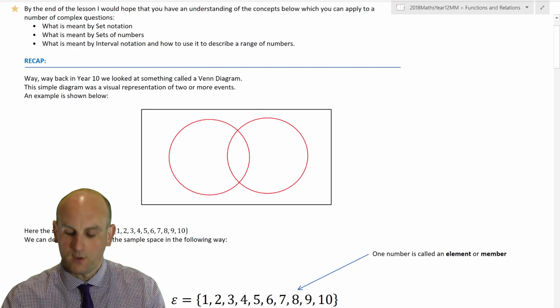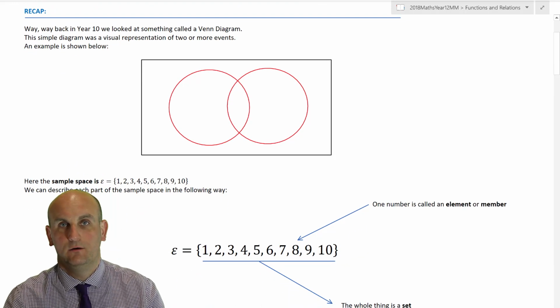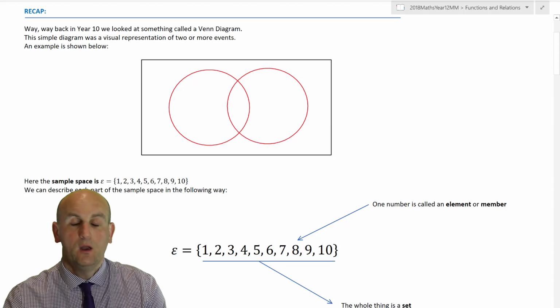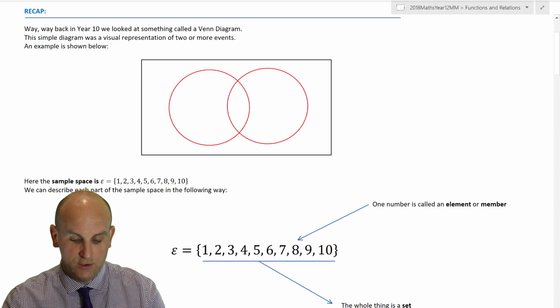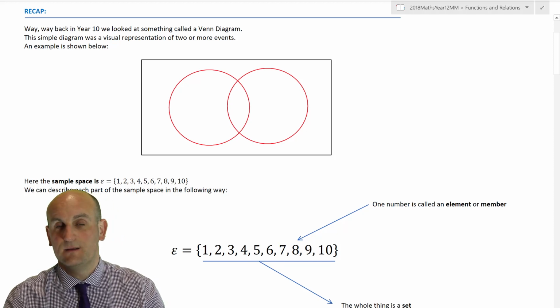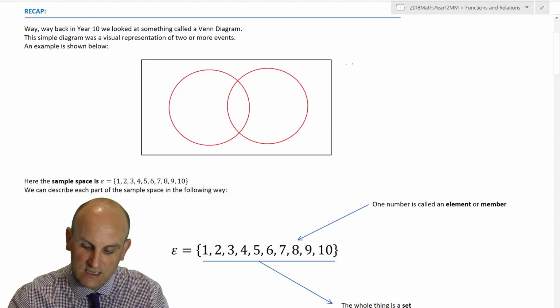But what we have here is a recap. Now, way back in year 10, or for me last week, because I taught this last week, we looked at something called Venn diagrams. You may also have looked at them in probability in Methods 1 and 2. It was a simple diagrammatic representation of two events happening. Now, as you can see here, I've got an example of a Venn diagram.